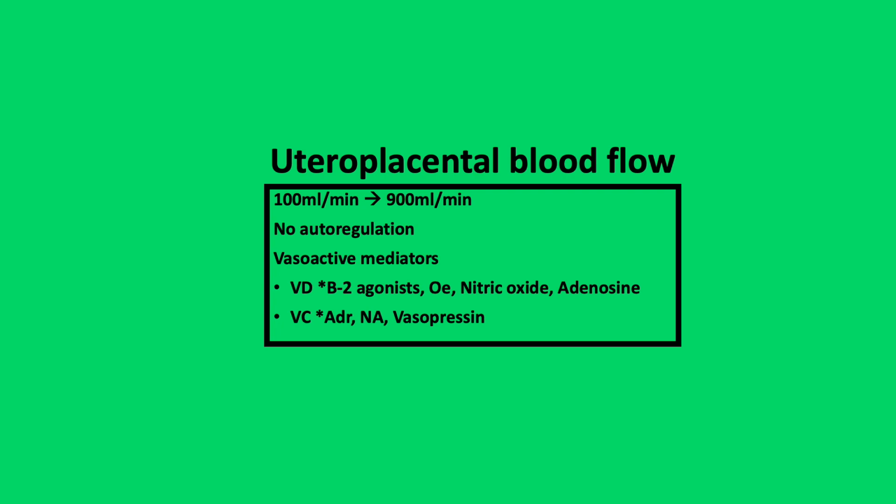Uterine blood flow is equal to the uterine artery pressure minus uterine venous pressure divided by the uterine vascular resistance. Due to the lack of arteriolar resistance vessels, there is minimal physiological regulation of uterine blood flow. Therefore, the relationship of uterine blood pressure and flow is linear. A range of vasoactive mediators affect flow. Those which cause vasodilation include beta-2 agonists, nitric oxide and adenosine. Vasoconstriction can be caused by adrenaline, noradrenaline and vasopressin.